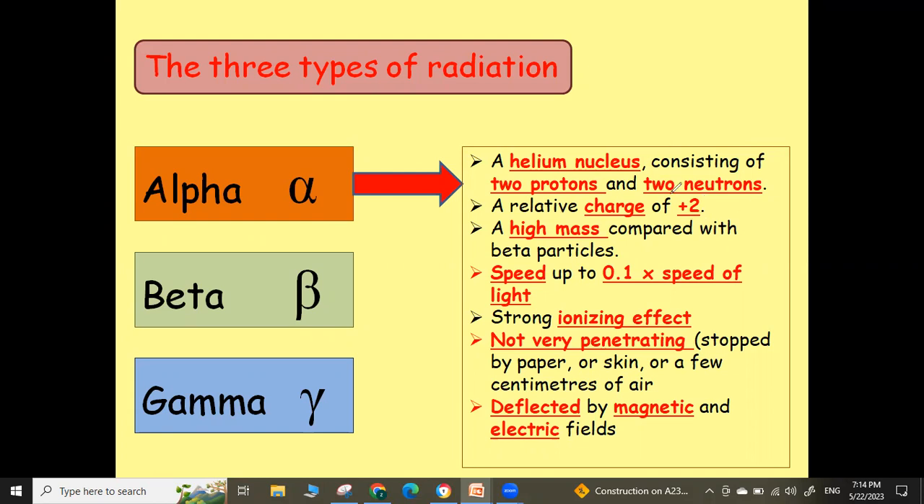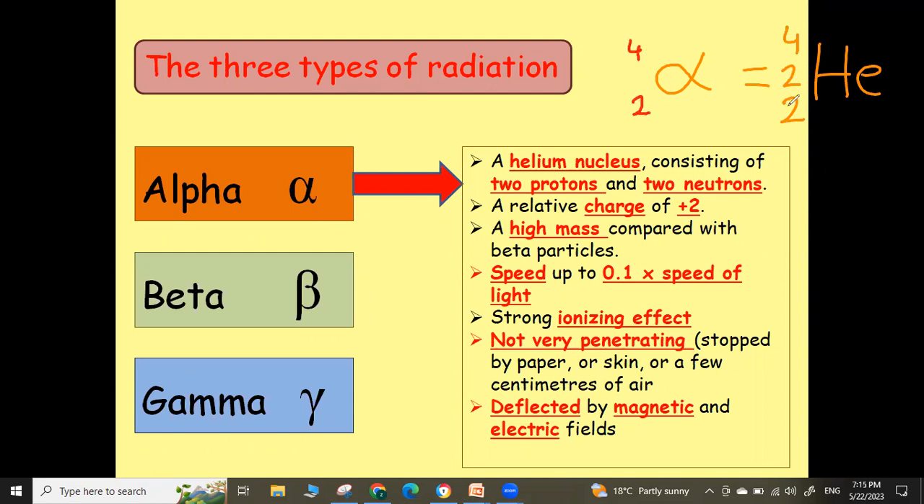So in a helium nucleus, we have 2 protons and 2 neutrons. That means an alpha particle is basically equal to the helium nucleus. In helium, we have 2 protons, 2 neutrons, and the mass number is 4. And we will symbolize the alpha particle like this. We always write the proton number here, 2, and the mass number here, 4.